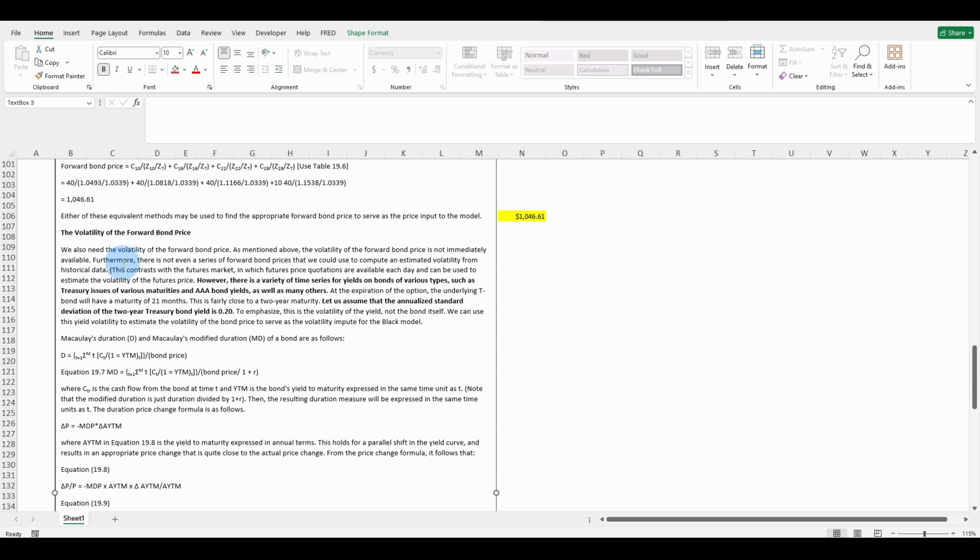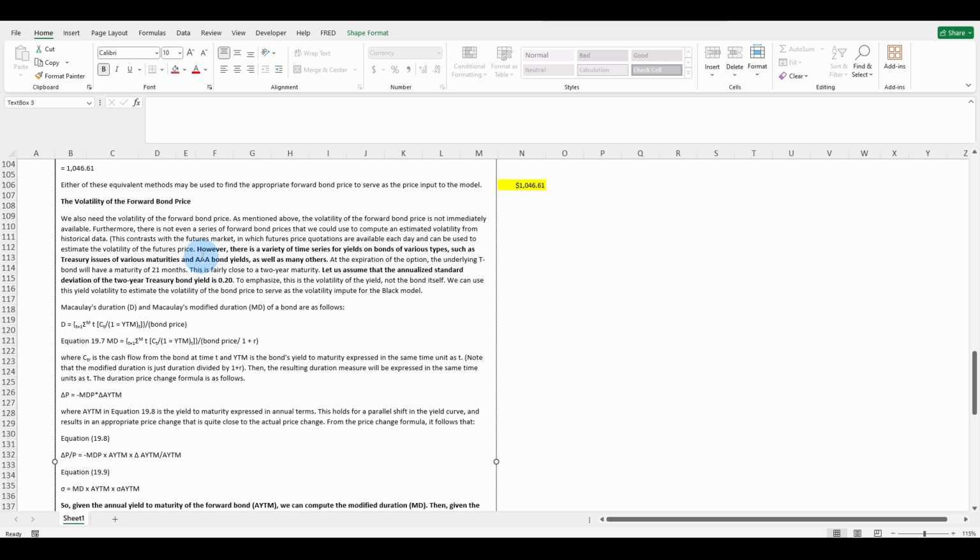We also need the volatility of the forward bond price. As mentioned above, the volatility of the forward bond price is not immediately available. Furthermore, there's not even a series of forward bond prices that we could use to compute an estimated volatility from historical data. This contrasts with the futures market, in which future price quotations are available each day and can be used to estimate the volatility of the futures price. However, there's a variety of time series for yields on bonds of various types, such as treasury issues of various maturities and AAA bond yields, as well as many others.